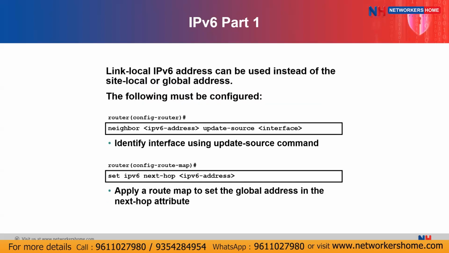Link local IPv6 addresses can be used instead of site local or global addresses. Then the following things must be configured: the neighbor IPv6 address, and identify the interface using the update source command. Another option is to apply a route map to get the global address in the next hop address.